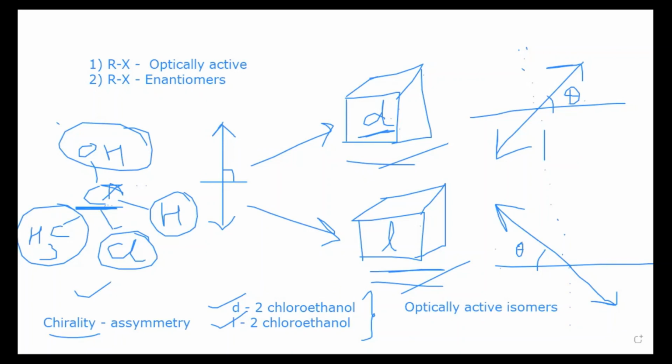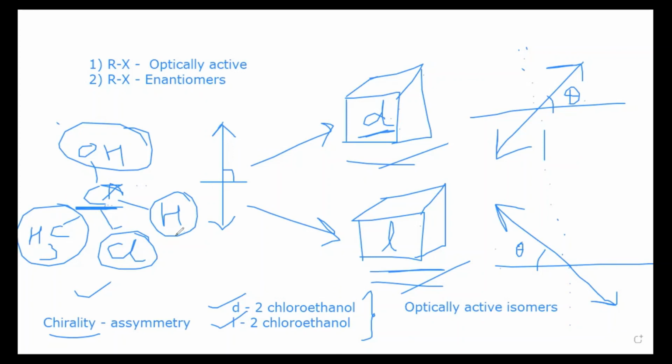So what I just discussed with you right now is that in any organic compound, if you have at least one carbon atom such that the carbon atom is attached with 4 different groups, and when I say different groups, what I mean is these groups should have different molecular weights. So let's check.